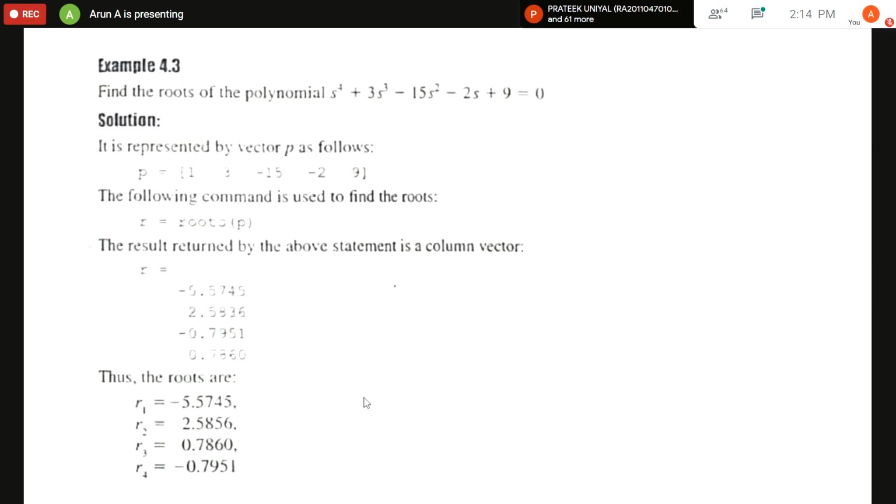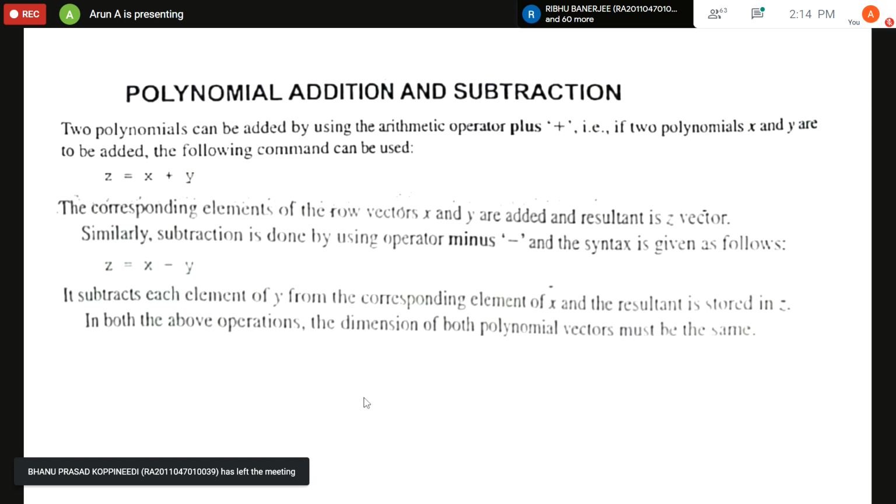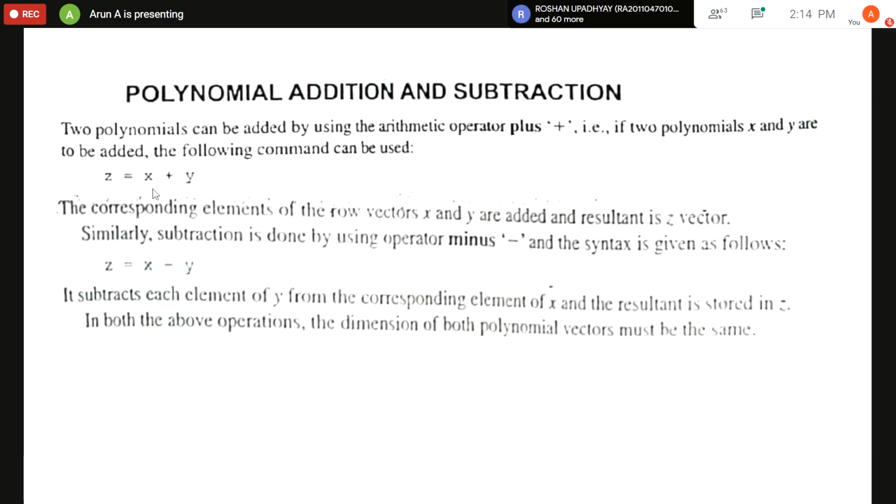Again, I want roots of the polynomial. This is for your practice. I give the question, you can practice this. Then you take the syntax, apply it in MATLAB and find out the output. This is the polynomial addition and subtraction. And the syntax, you all know, addition is x plus y, subtraction is x minus y.